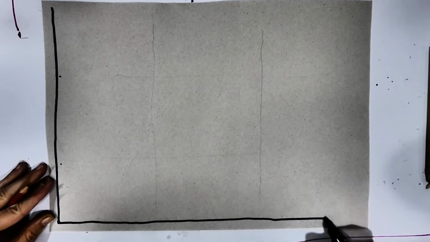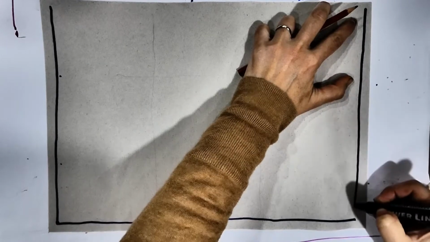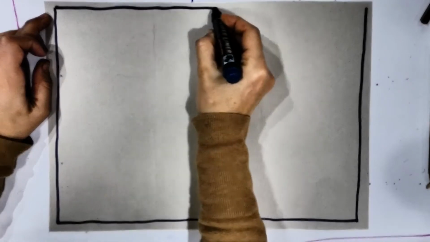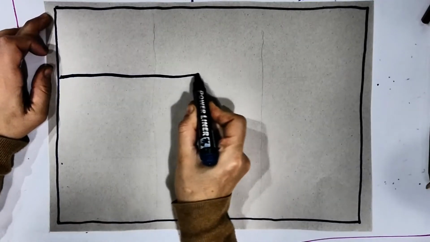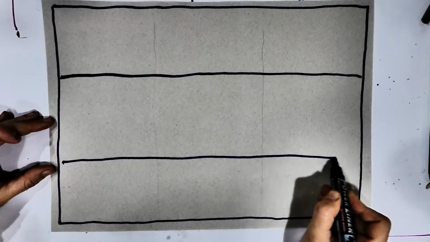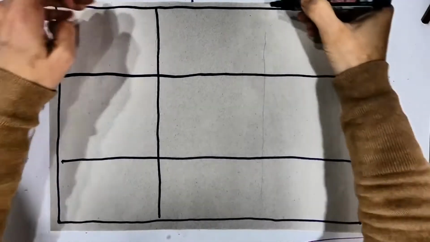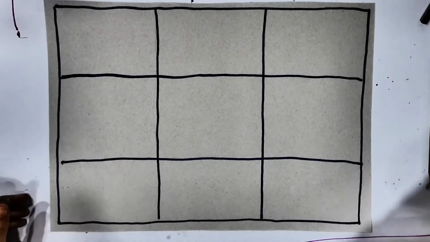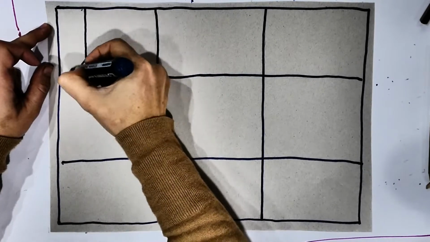So we're going to start doing the outside line for our storyboard. And then we're going to create the grid. In this case, I'm just going to have 9 squares. But you can do as many as you need to, and you can add also more pages if you need more. Don't do them too small or it'll be hard for you to draw. It's not important if the squares are not exactly the same.